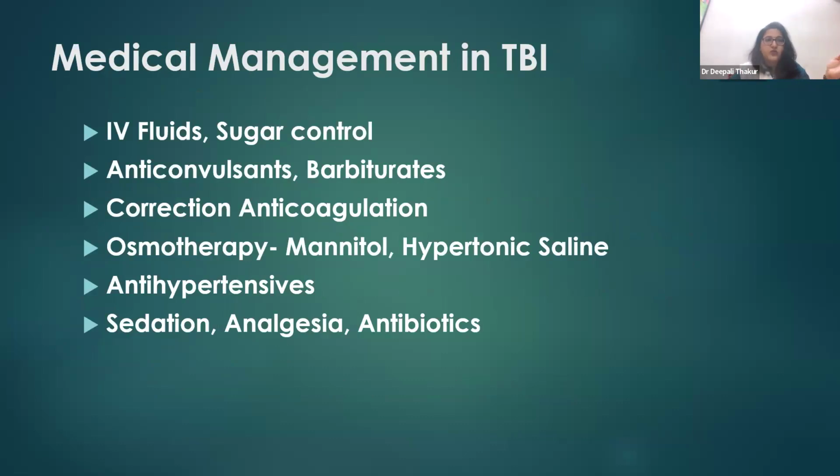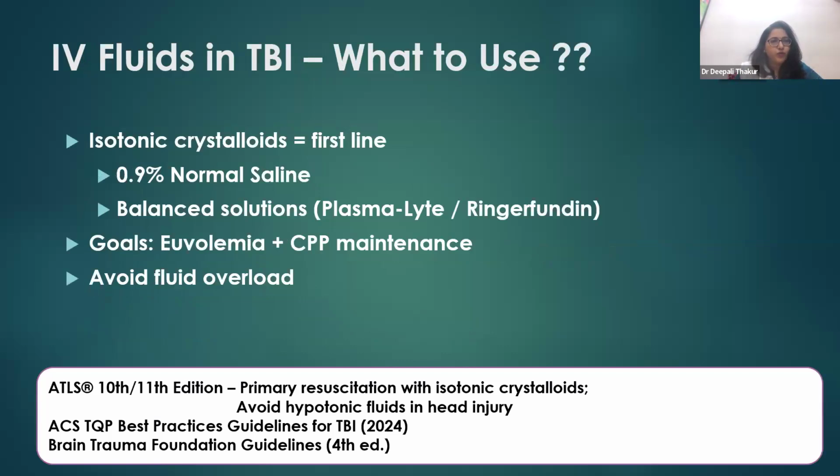Okay. Coming to medical management. So while we saw the initial management as per ATLS, we understood what all patients are going to require surgery. Hand in hand, the medical management has to be carried forward. Okay. So which IV fluids to give? Sugar control we have discussed, anticonvulsants, barbiturates. So I will be discussing all these things in short. Fluids in TBI, yes, isotonic crystalloids are the first line of treatment. So 0.9% normal saline and balanced salt solutions can be given.